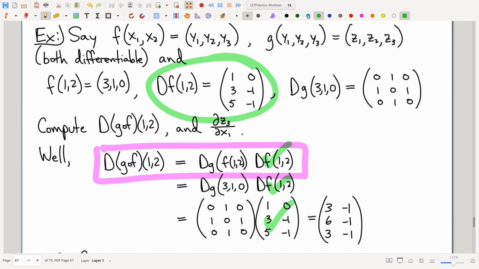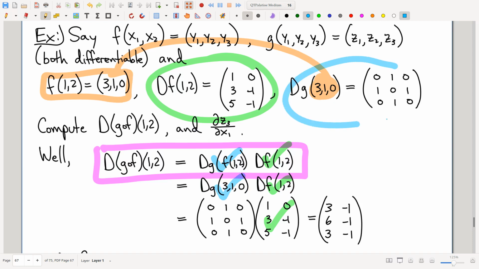Let's see, the next thing I need is DG at the point F of 1, 2. Not immediately clear that that's what I have. I have DG at 3, 1, 0, but notice 3, 1, 0 is F of 1, 2. And so DG at F of 1, 2 is DG at 3, 1, 0, which I have. How we doing? Everybody with me? Feel free if you have questions. And then you multiply the matrices. Y'all know how to multiply matrices.